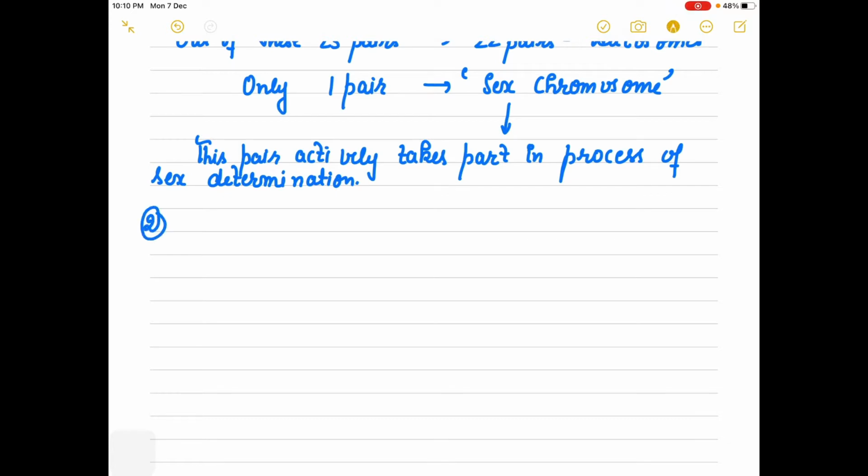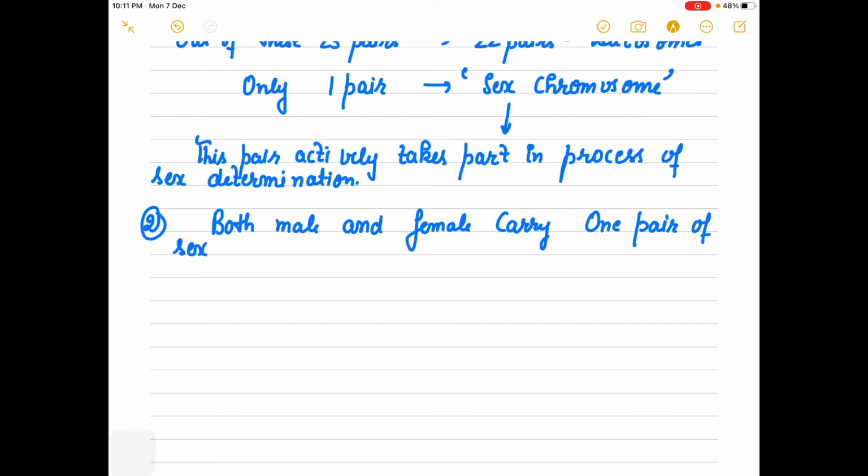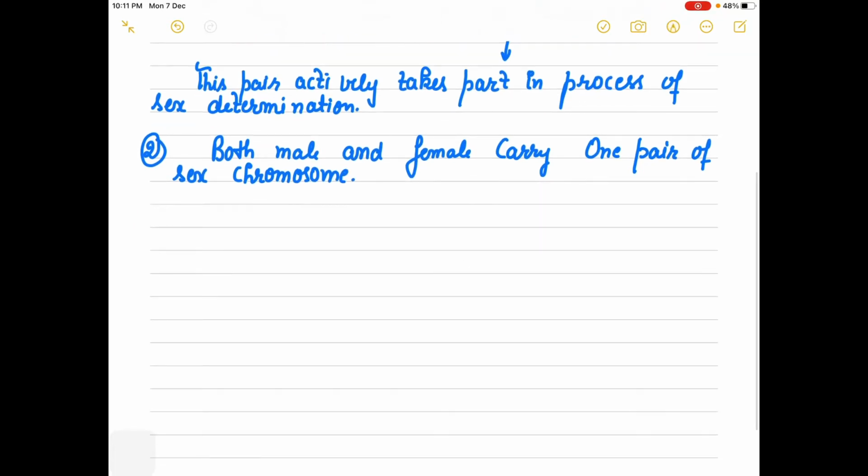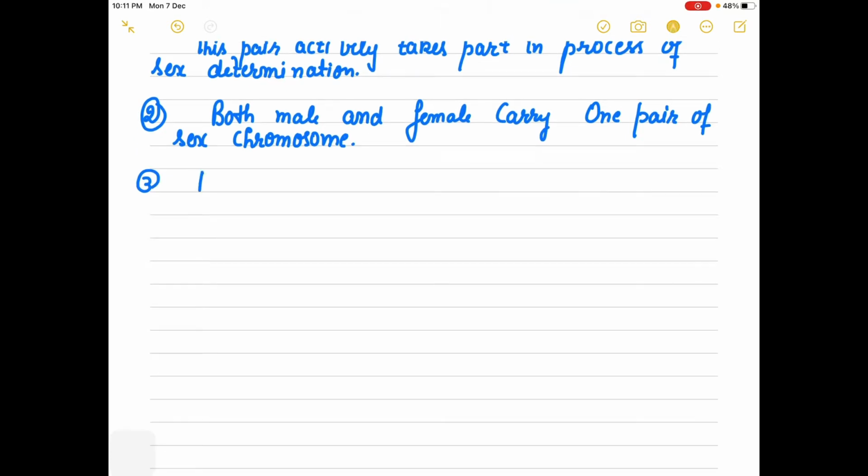Now move to the second point. Both male and female carry one pair of sex chromosomes, right? One pair is present which differentiates male and female. That is why they are different. Male is different and female is different.